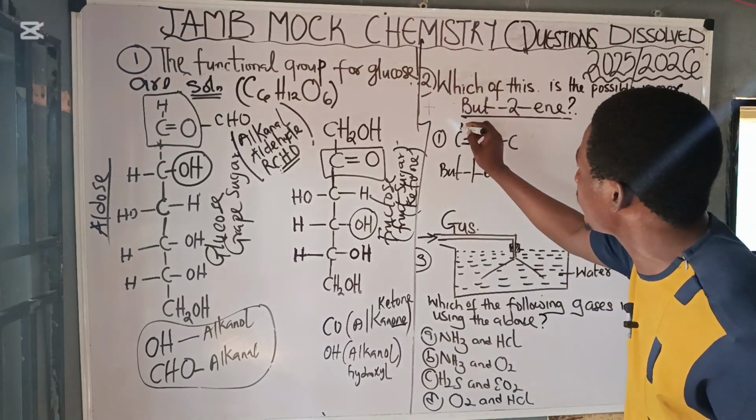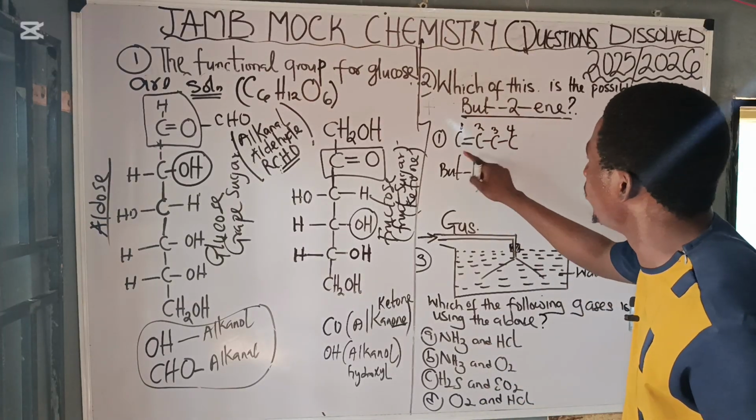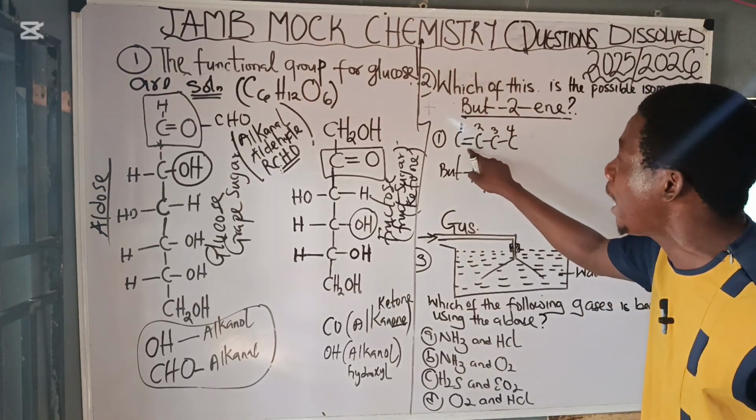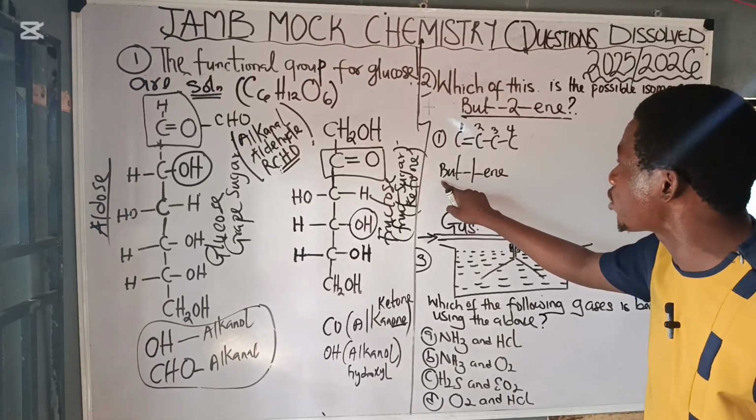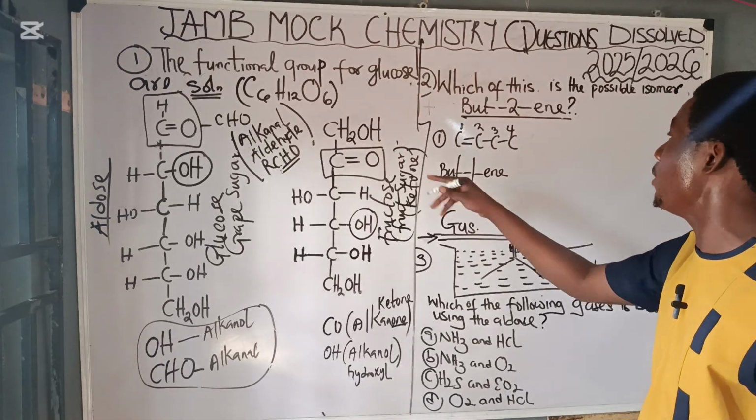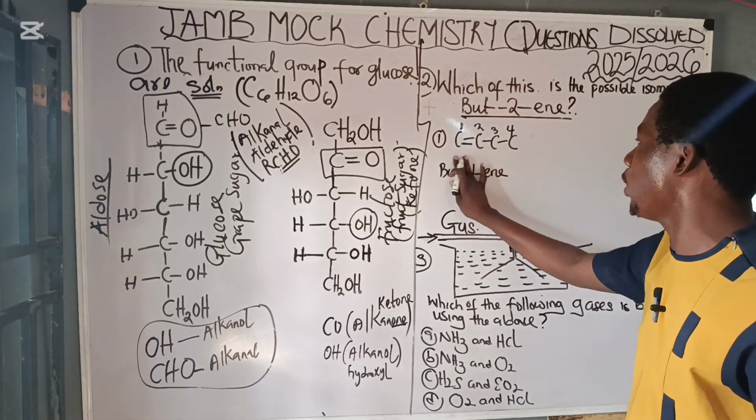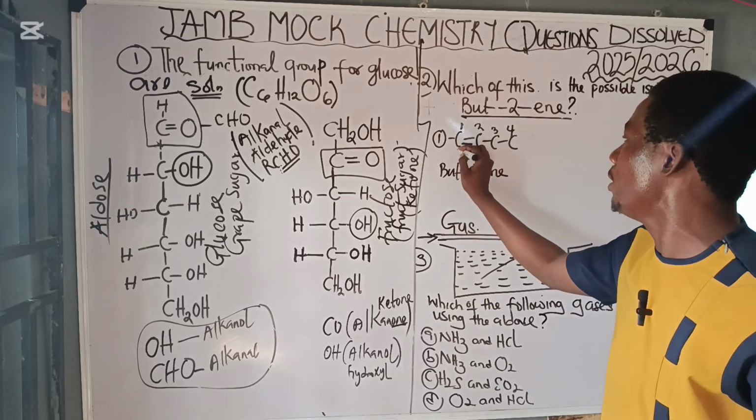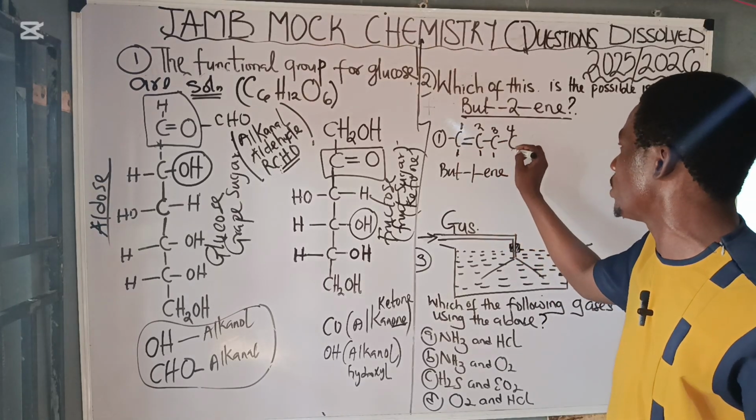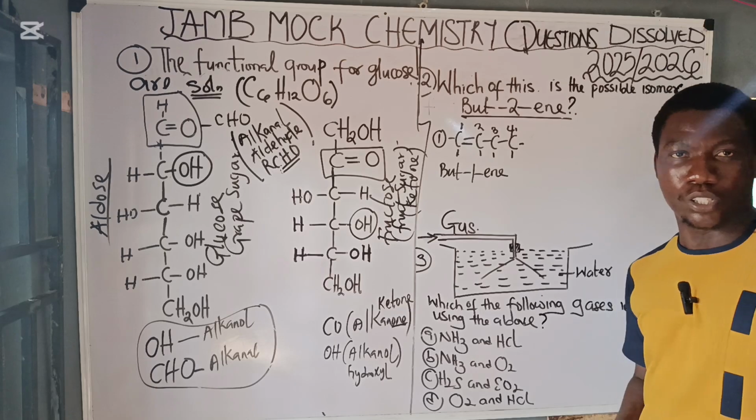So if I number it 1, 2, 3, 4, you will see that this double bond is in carbon number 1. That is why it's called but-1-ene. Then you can put your hydrogen. If you want to put your hydrogen, you can put hydrogen here, here, here, here, here, just like that. Do you understand?